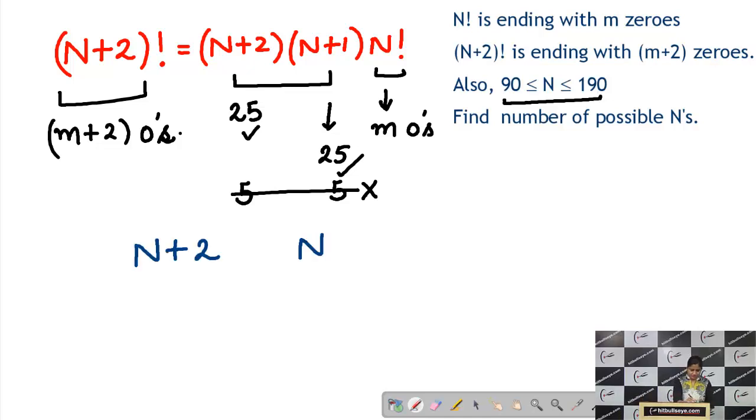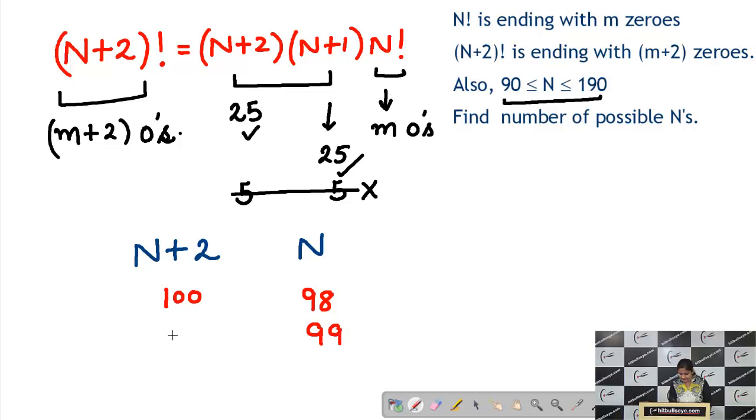So let us see. If we take n plus 2 as 100, n will be 98. Whatever be the number of zeros in 98 factorial, n plus 2 will be 100 factorial, and 100 factorial is 98 factorial into 99 into 100. Since we are multiplying 98 factorial by 100, there will be 2 zeros extra in 100 factorial. That's why this is a possible case.